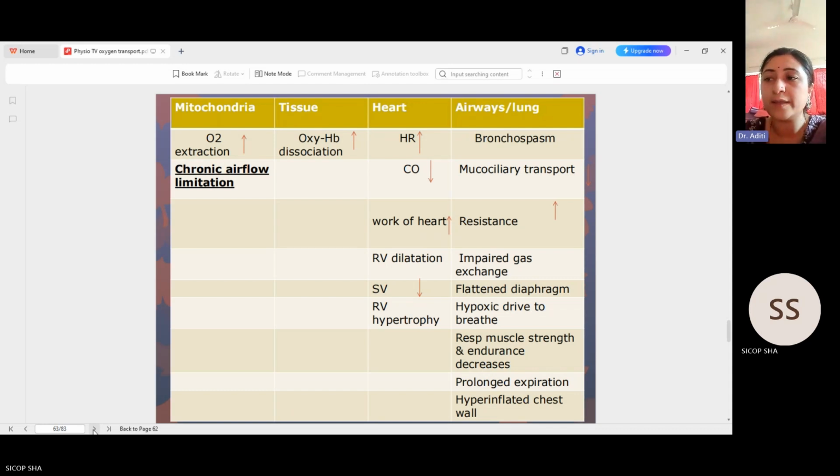As far as airways are concerned, there again will be bronchospasm. Because of bronchospasm, the resistance is going to go up. It is going to affect the mucociliary transport. There will be impaired gas exchange. Flattened diaphragm is already seen, which because of the altered length tension relationship is further going to increase the work of breathing. Hypoxic drive to breathe is there. Hypercapnic drive is already lost in these patients. So respiratory muscle strength and endurance also gradually decrease, with prolonged expiration because of air trapping and hyperventilation.